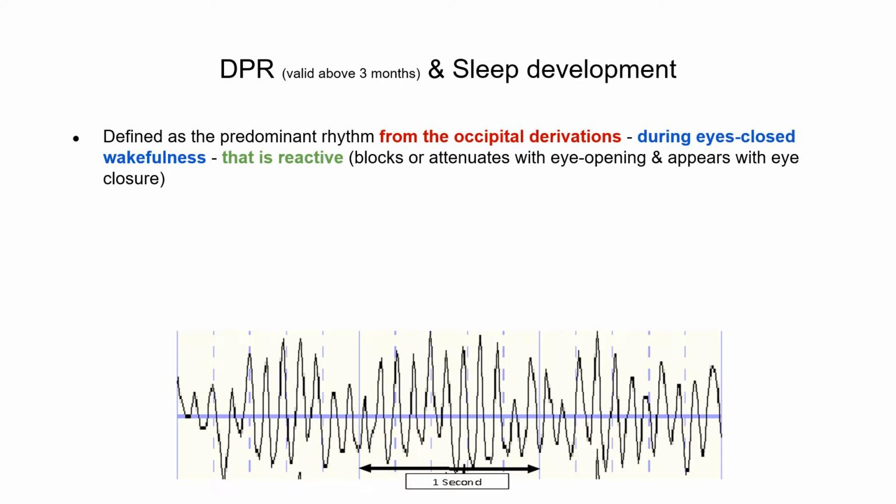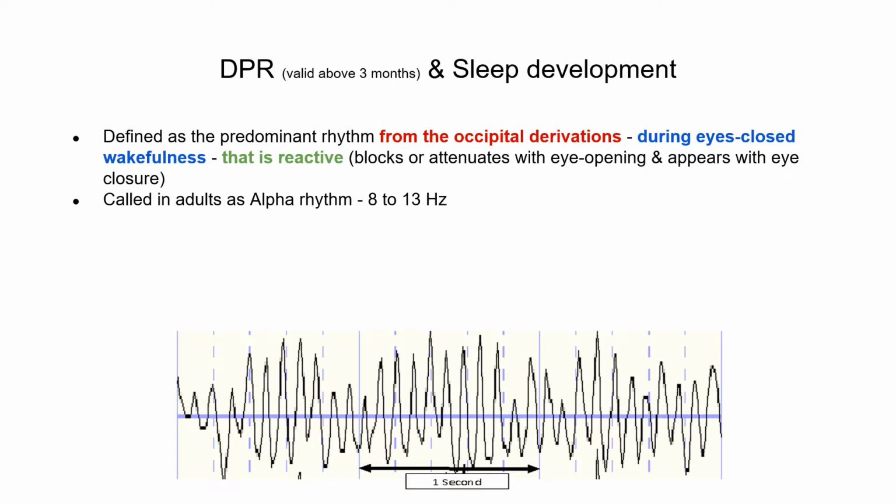This is defined as the predominant rhythm which is arising from the occipital lobes. With the eyes closed and in a wakefulness which is like at the lowest state, it is reactive and it causes this rhythm which is called alpha rhythm in adults. It actually goes into the frequency of 8 to 13 Hz.